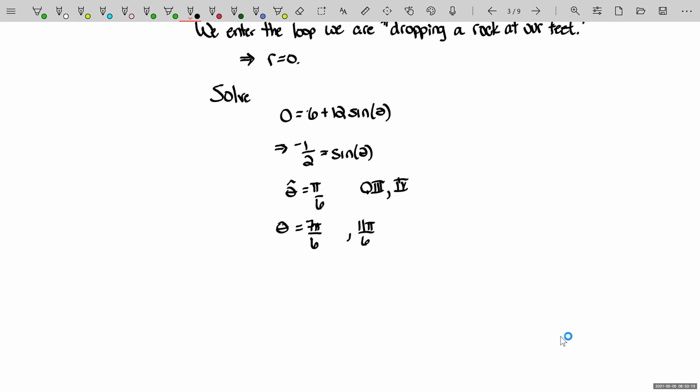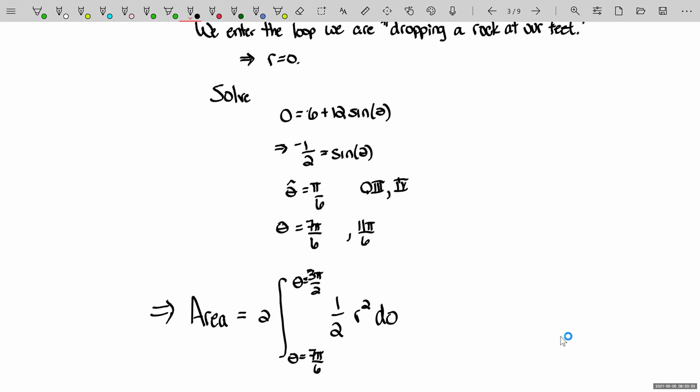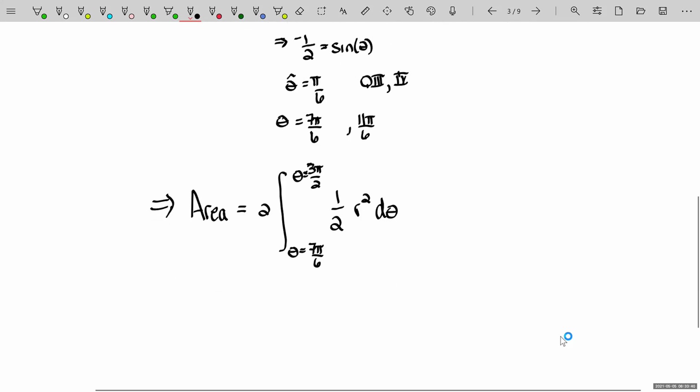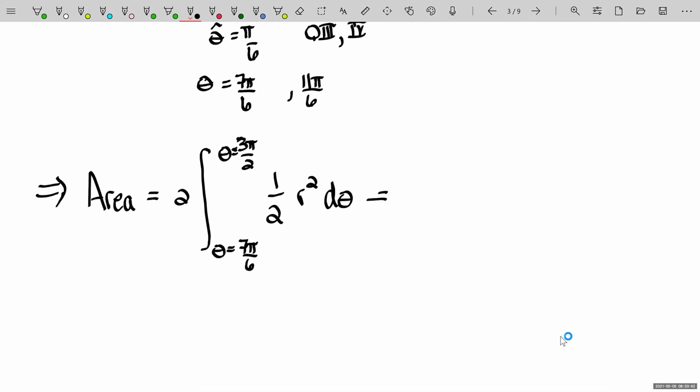All right. This implies the area of the inner loop. I'm going to go ahead and just integrate from theta equals 7 pi over 6 to 3 pi over 2, and I'll double up that integral. You're more than welcome to go to 11 pi over 6. You can totally do that if you want. The 1/2 and the 2 will cancel.